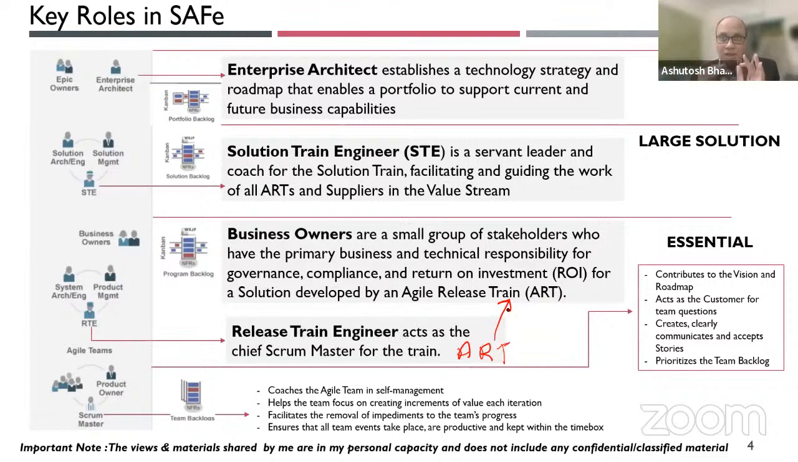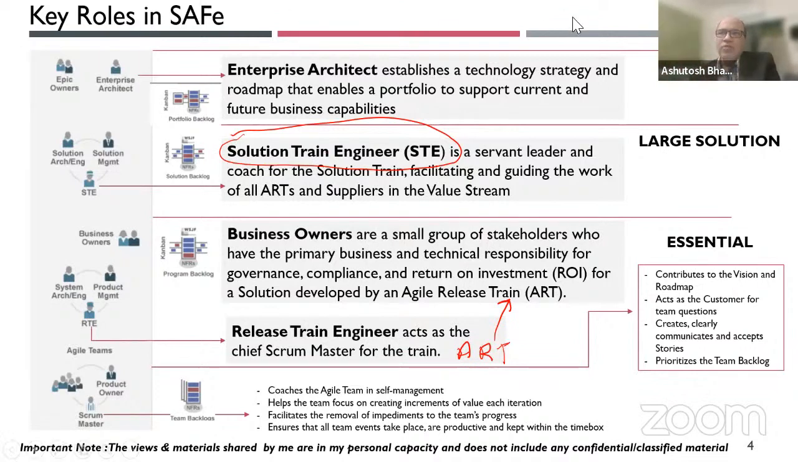There's another role which plays somewhat similar activities, but at a bigger level, and that is the solution train engineer. But that is not what we are going to talk about today. So we are not really going to talk about the STE, someone who's, I would say, at a solution level. Large solution means, let us say you are building an aircraft. You are building a supersonic aircraft with all the digital controls in it. That can be an example of a large solution SAFe engagement.